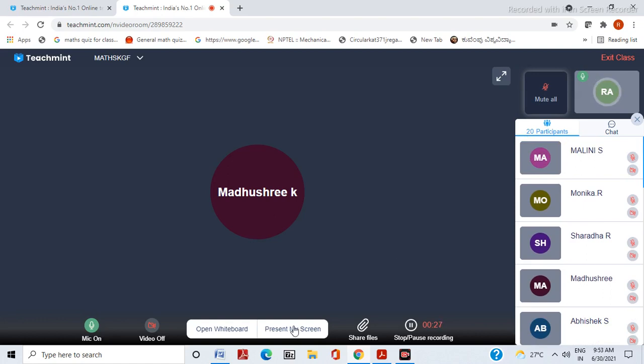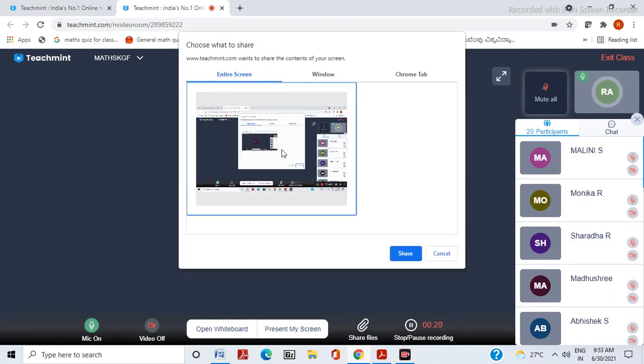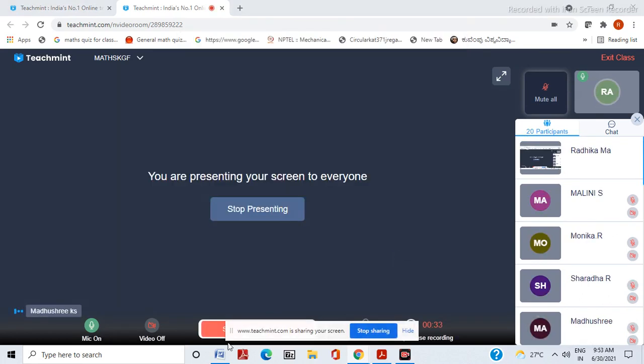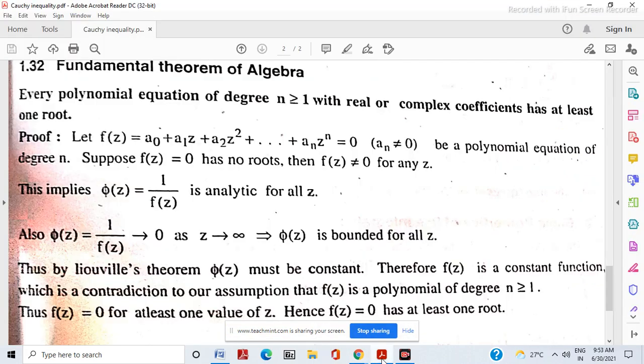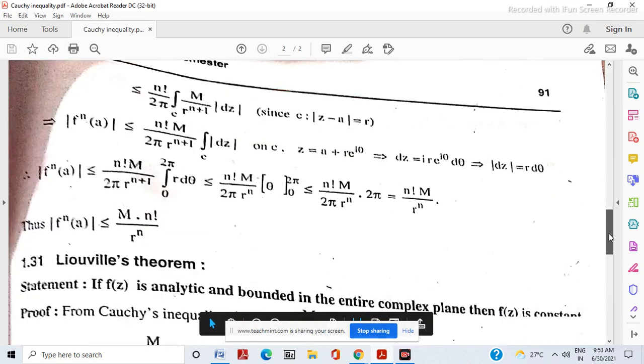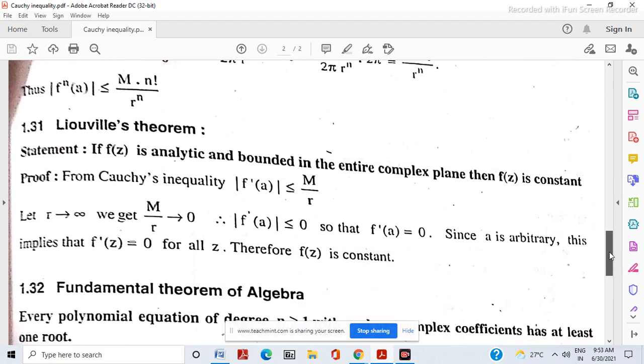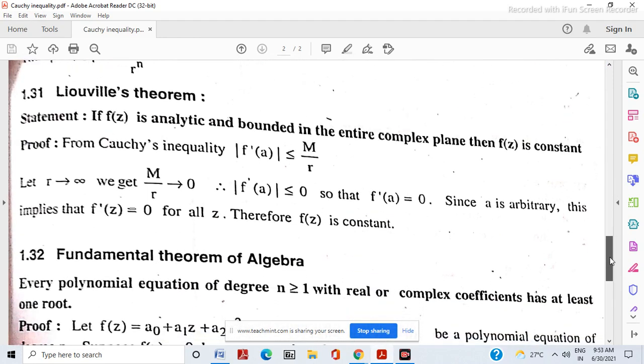Till which theorem have you heard? Which one, till first? Liouville's theorem. Okay, Liouville's theorem only. The first theorem had Cauchy's inequality. Yes, ma'am. Okay, then I will just explain that.